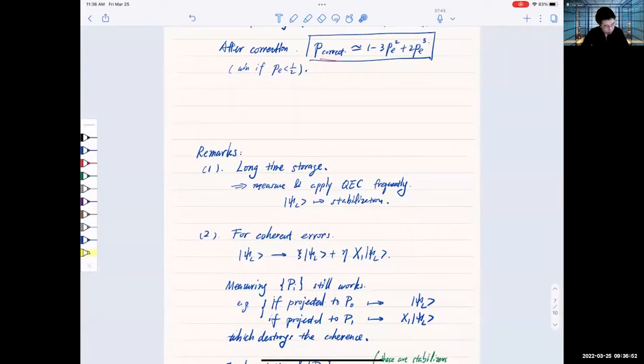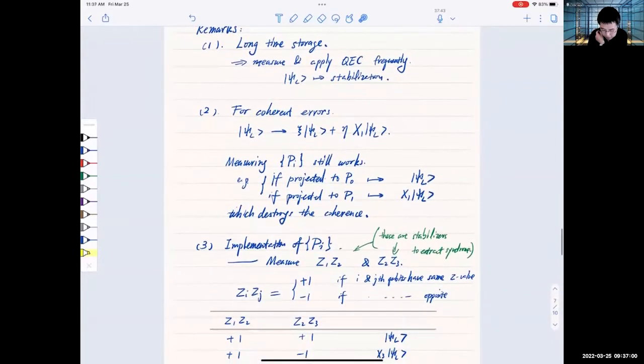So now the detailed question is how we implement such a projection with PI. The key idea is the following. Instead of measuring individual qubits, which will collapse the state, we should perform some collective measurement without disclosing what the state is. Because if you measure individual qubits in the Z basis, a 0 will indicate the encoded state is logical 0, and a 1 will indicate the encoded state is logical 1.